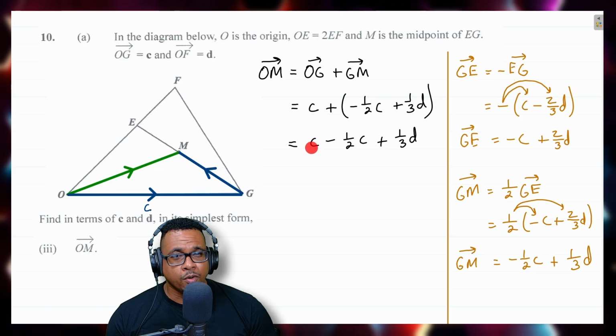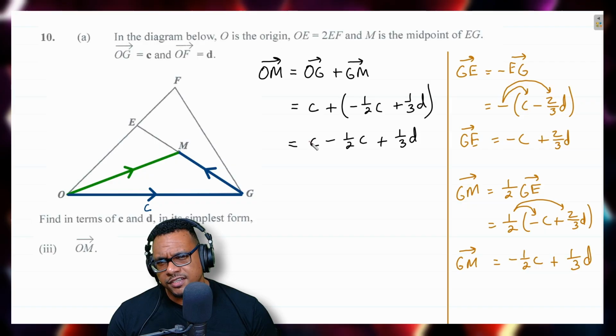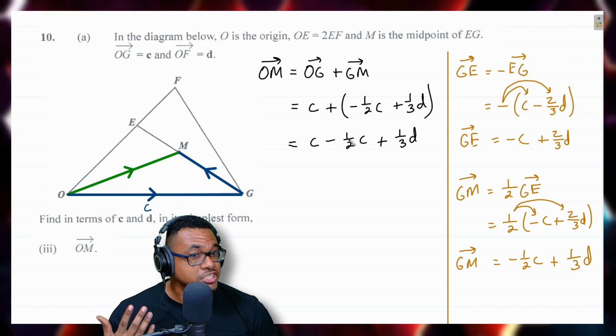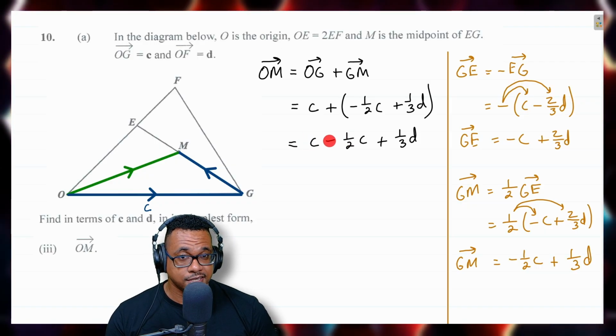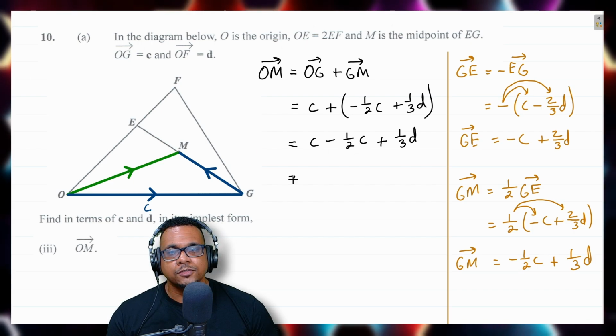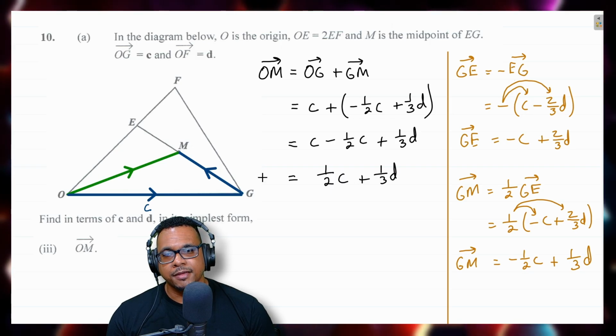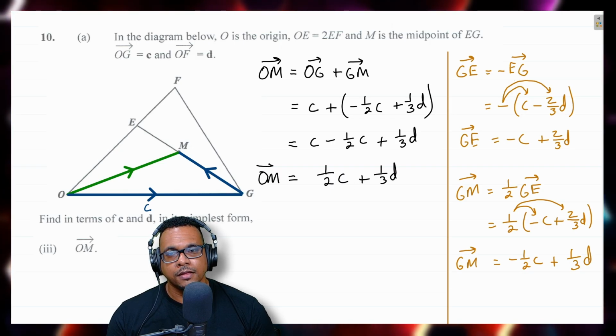So now these two are our like terms. So essentially what we are saying here is positive 1C take away a half C. So you want to think about it as 1 take away a half, which is just a half. So C take away a half C is just going to give you a half C. So this is just going to be equal to a half C plus 1/3 D. And that's my vector O to M.